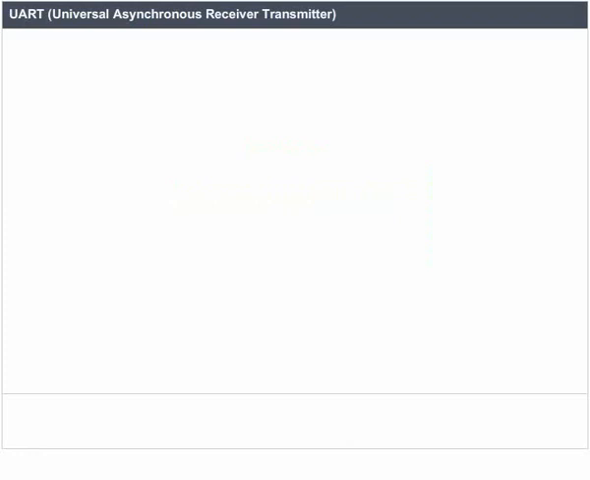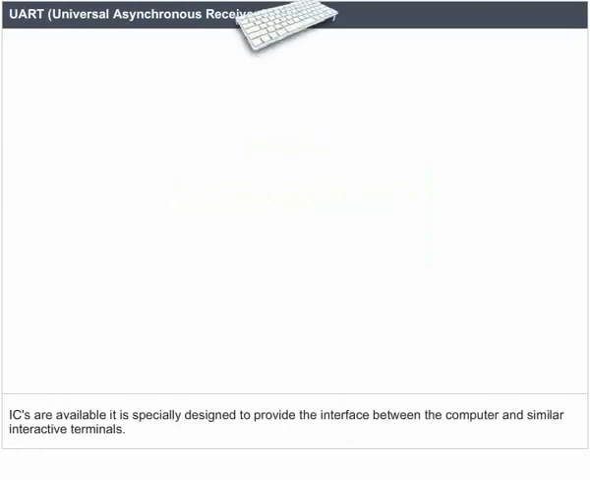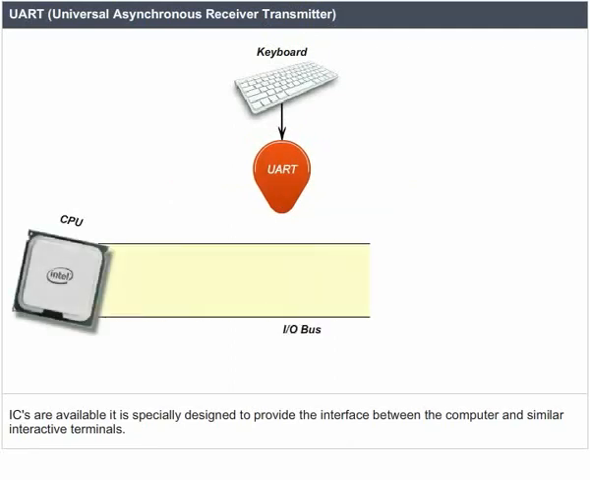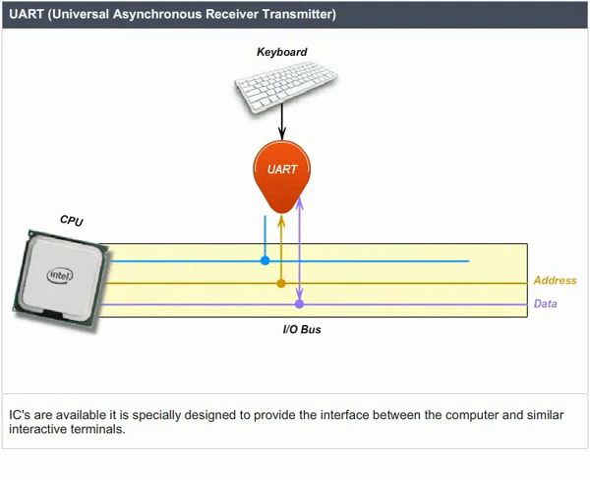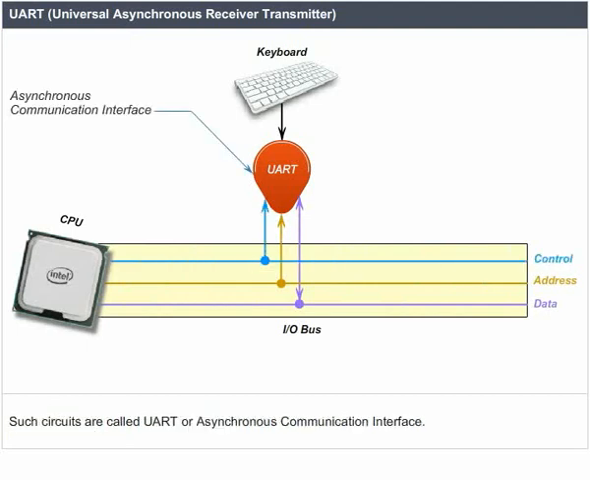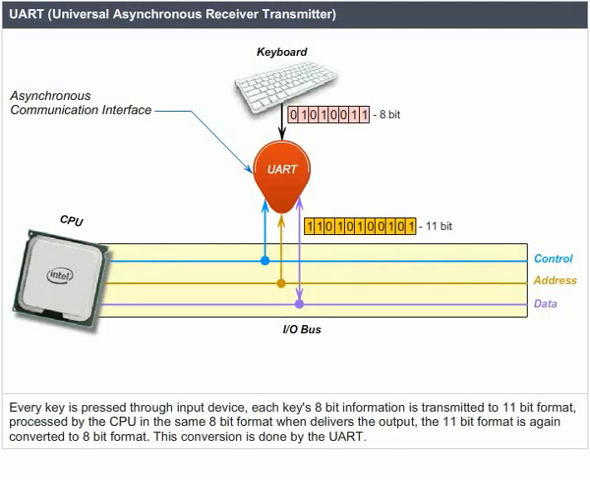UART, Universal Asynchronous Receiver Transmitter. ICs are available that are specially designed to provide the interface between the computer and similar interactive terminals. Such circuits are called UART or Asynchronous Communication Interface. Every key is pressed through an input device. Each key's 8-bit information is transmitted in an 11-bit format, and processed by the CPU in the same 8-bit format. When it delivers the output, the 11-bit format is again converted to 8-bit format. This conversion is done by the UART.